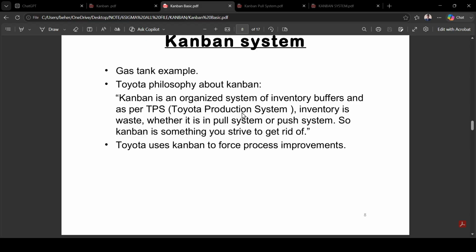As per TPS, inventory is a waste, whether in a pull system or a push system. So with Kanban you strive to get rid of inventory. Toyota uses Kanban to force improvement.